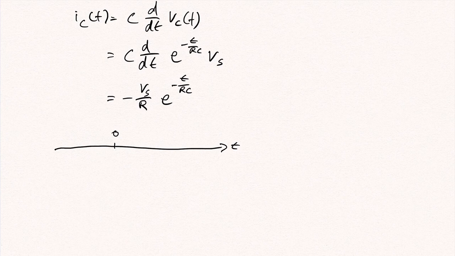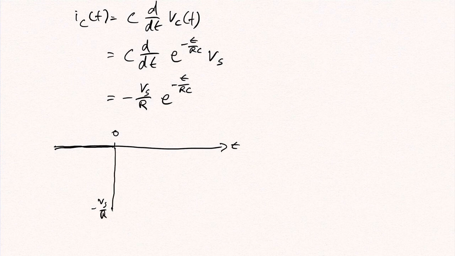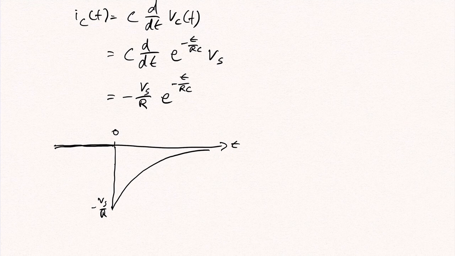Let's also visualize IC as a function of time. Up until time equals 0, IC is 0. As soon as we switch, the current jumps to a value that is minus Vs divided by R, and then approaches 0 asymptotically. The time that it takes to reach 37% of the original value is again the time constant RC.